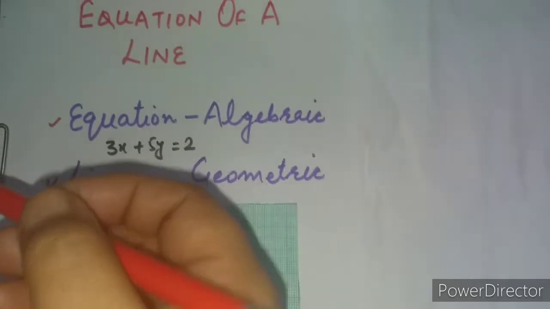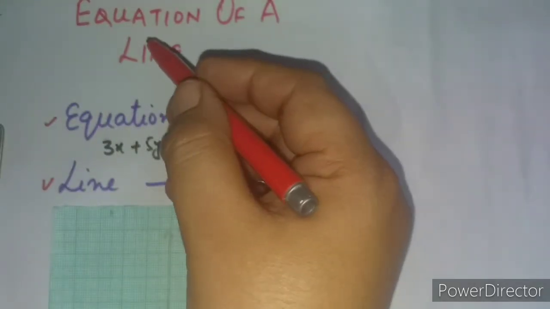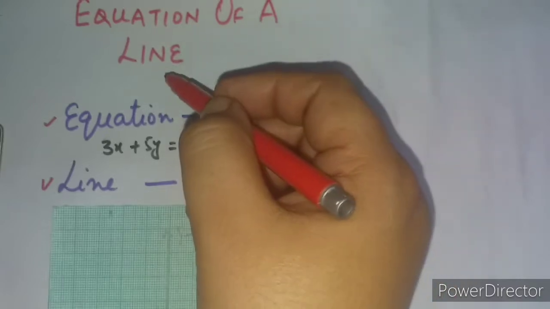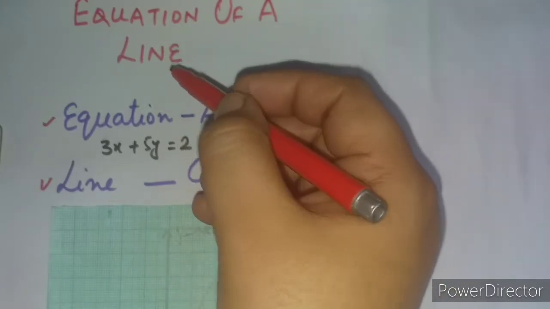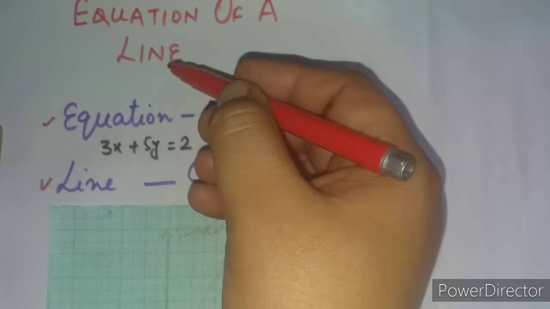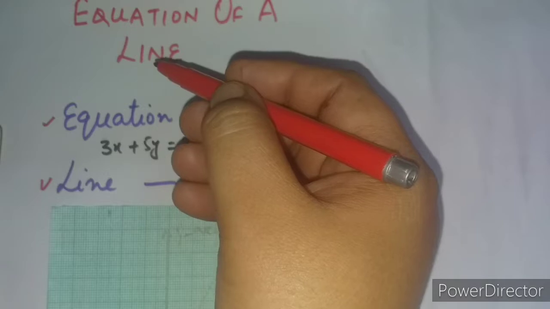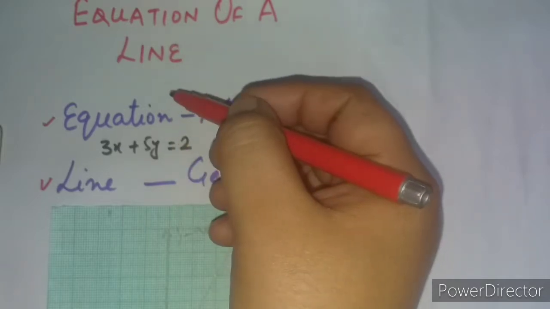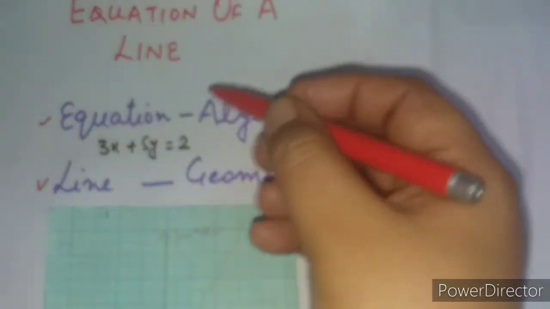Today I have taken up chapter number 14 of your 10th class, and the name of the topic is equation of a line, right? Now this chapter is very interesting and very technical also, right? It is maximum scoring, and maximum 3-4 questions from this chapter are given in the exams also. Okay, so let us start.